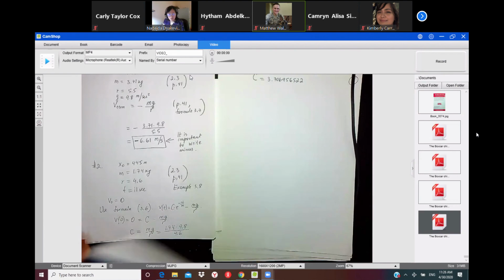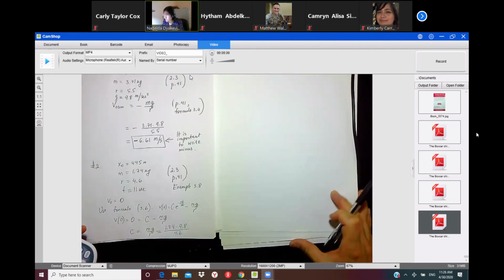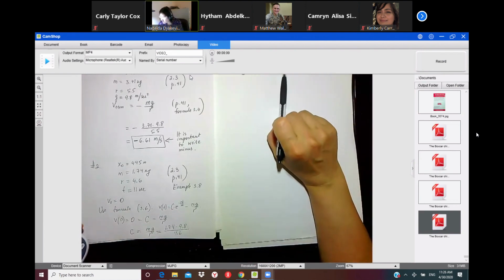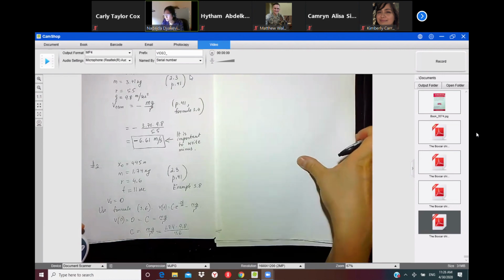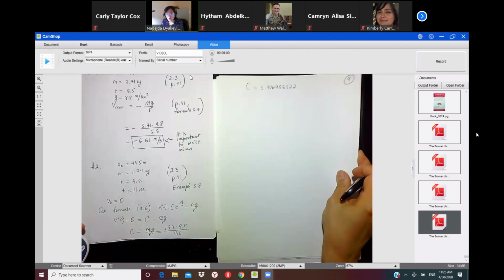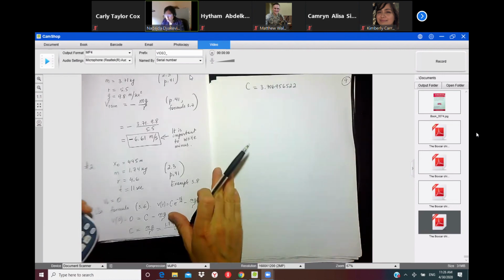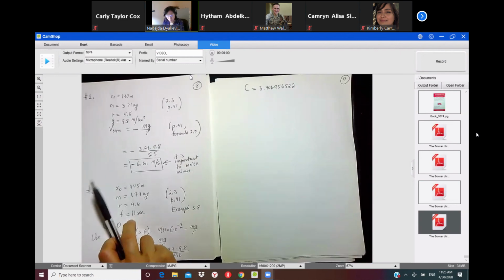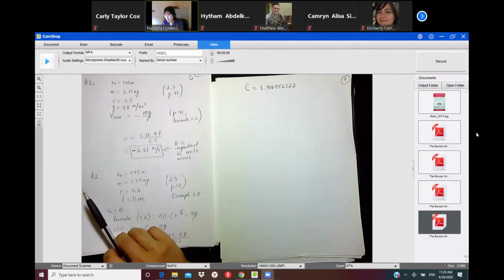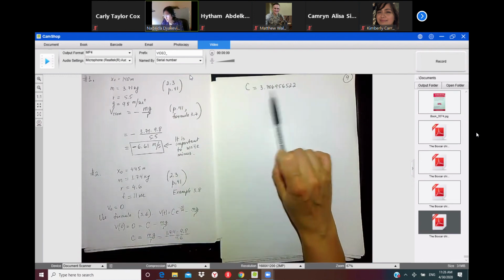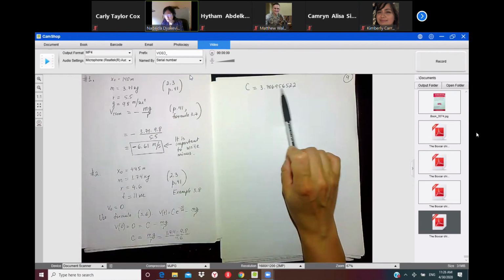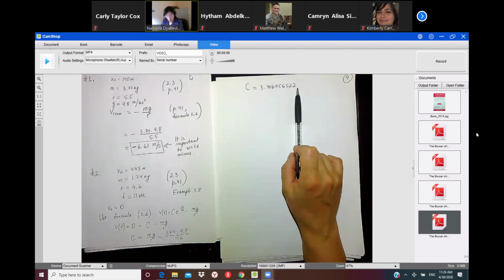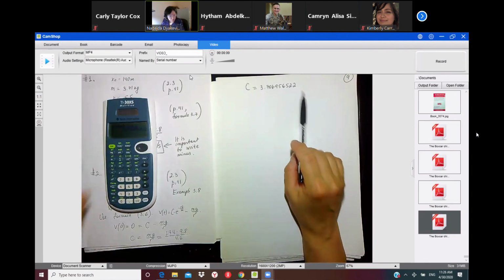Yes. Excellent. The reason I'm keeping all those 9 digits is that I don't want my final answer to have a round-off error. So I only round my final answer to 2 decimal places, but all intermediate computations will have 9 decimal places. All right, so we found the C value.